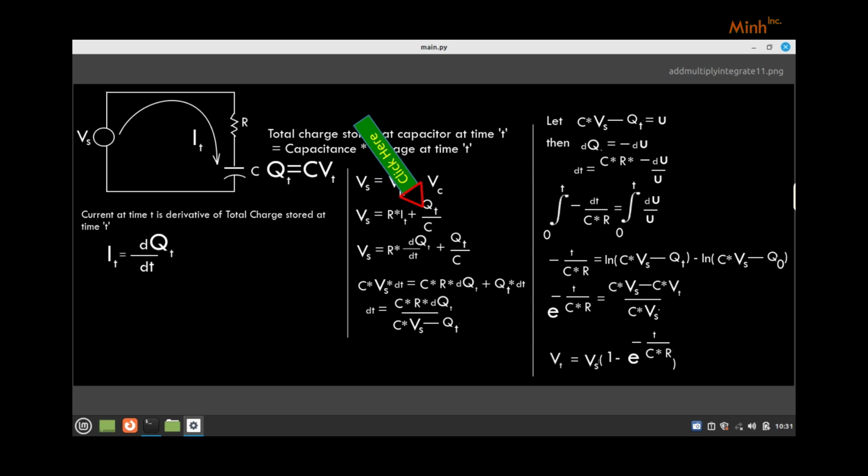Vc is nothing but Q(t) by C, that we have seen, and the resistor voltage is R into I(t). I(t) becomes dq by dt, and slowly we come to a formula dt equals CR dq by (CVs minus q(t)). This is a typical differential equation. Imagine that CVs minus q(t) is u, then dq equals minus du, and it leads to dt equals CR times minus du by u. If I proceed with the integration up to time t, then finally it leads to the formula V(t) equals Vs times (1 minus e to the power minus t by CR).